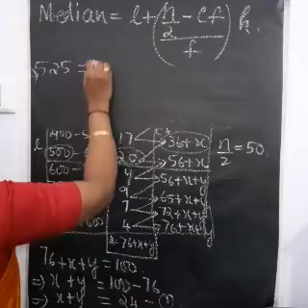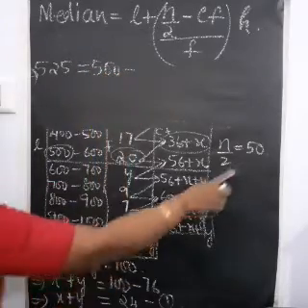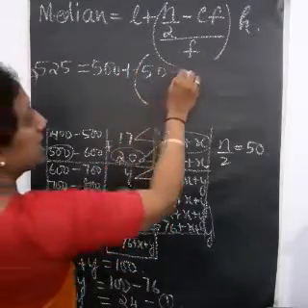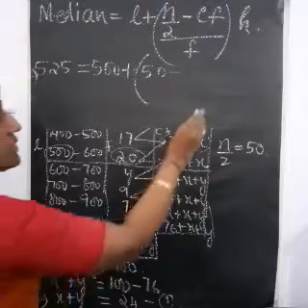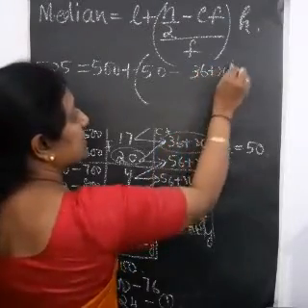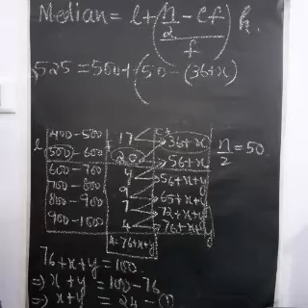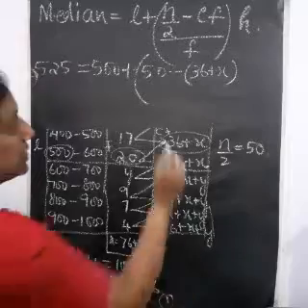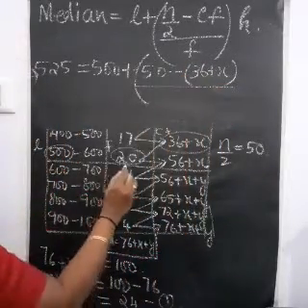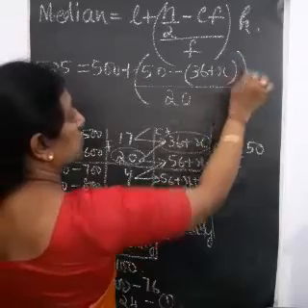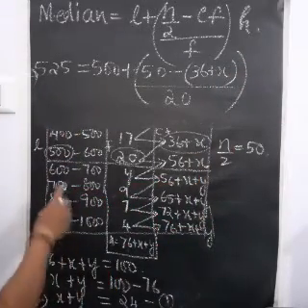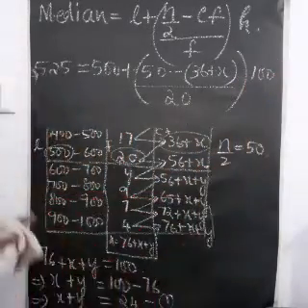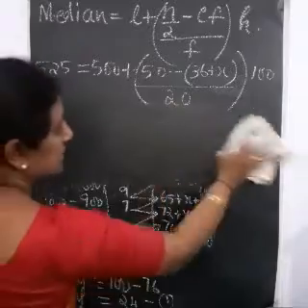L is 500, plus n by 2 is 50, minus, what is my CF? CF is 36 plus x. Put it inside a bracket, because there are two values and there is a negative sign coming here, please use a bracket to differentiate. Divided by f, f is 20, into class size. Class size is h, that is 600 minus 500, which is 100. Okay, now once you have got this, we can easily solve.